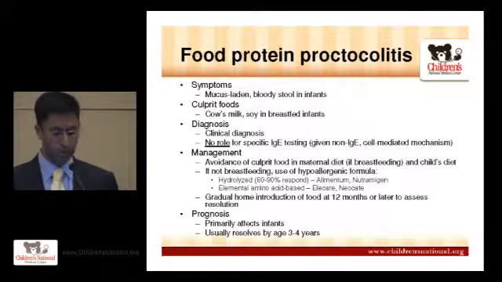So at this point, I'll turn over to Dr. Wolf, who's going to talk more about eosinophilic esophagitis, and then we'll take some questions afterward.